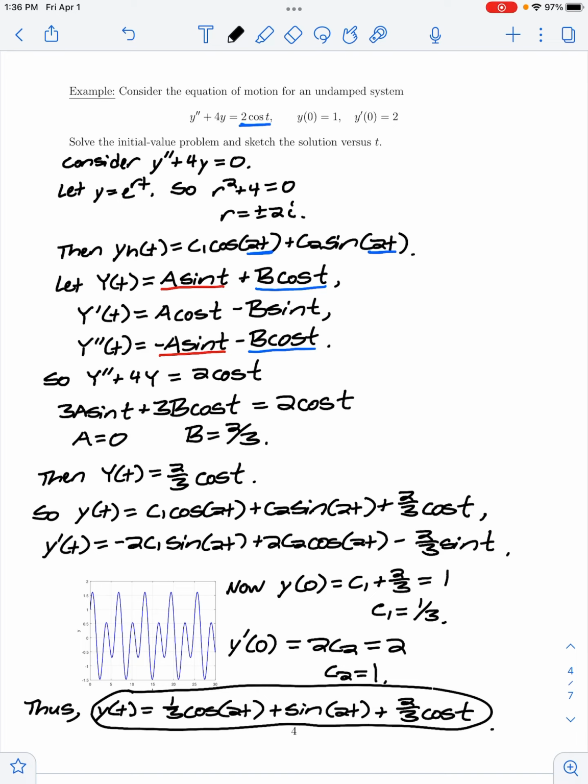And we see that we have a periodic solution with this periodic variation in amplitude. So this type of motion is called a beat, since the frequency of our external forcing function was different from the natural frequency of the unforced system, the frequency of our transient or homogeneous solution.